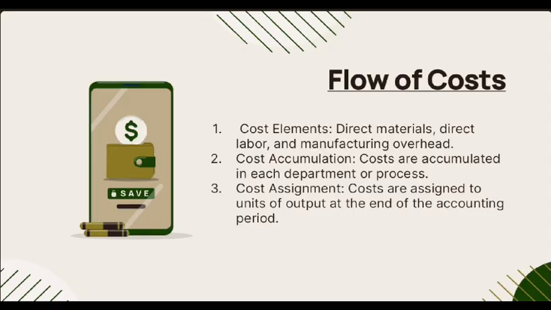Flow of cost. Cost elements: direct materials, direct labor and manufacturing overhead. Cost accumulation: costs are accumulated in each department or process. Cost assignment: costs are assigned to units of output at the end of the accounting period.